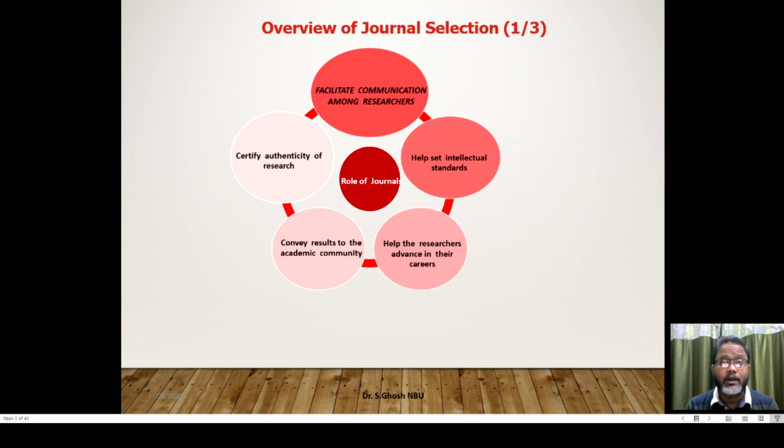That is, you are imbibing the other researchers by communicating your findings, so that they get the impetus to move further. That is a kind of mentoring of the peers, or mentoring of your nears and dears in the academic field. So this is the first thing, that is, the role of a journal.